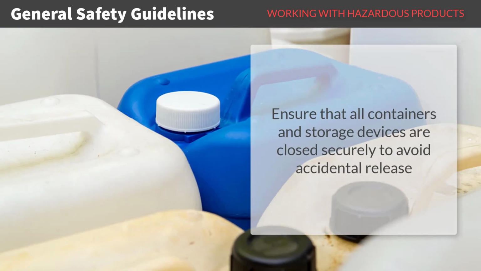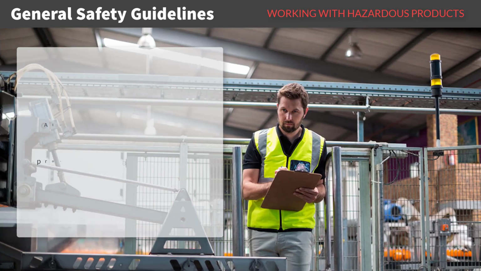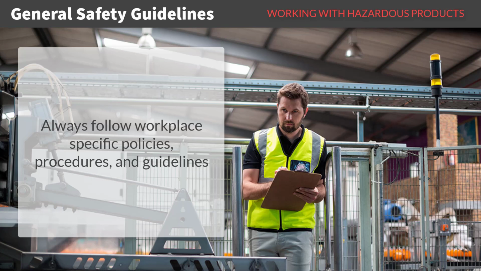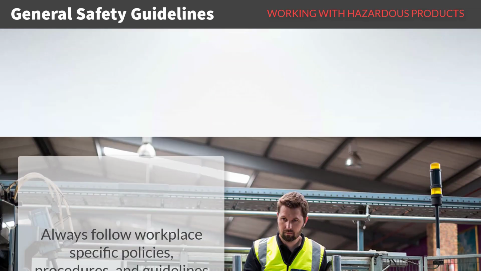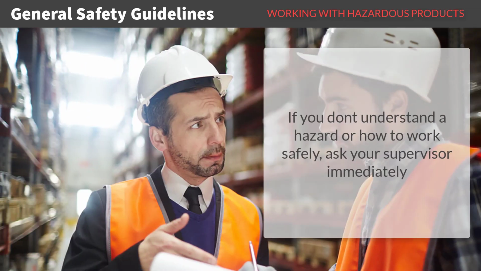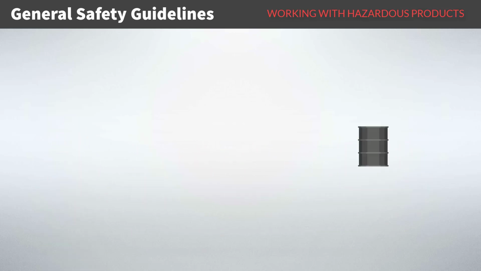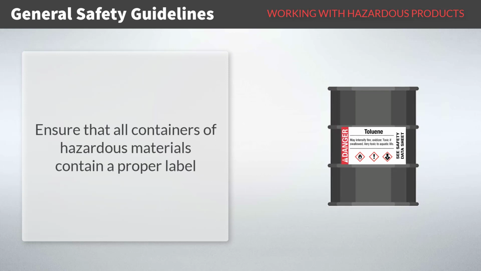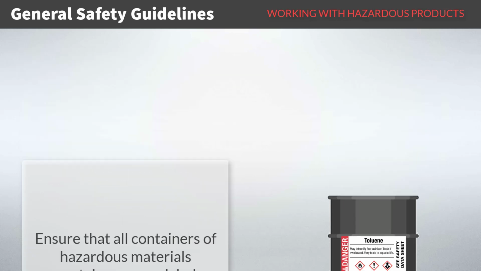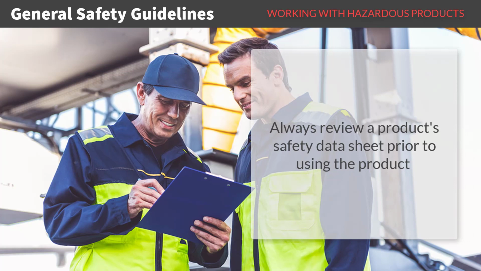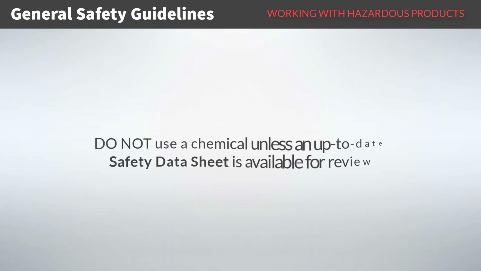Ensure that all containers and storage devices are closed securely to avoid accidental release. Always follow workplace-specific policies, procedures, and guidelines. If you don't understand a hazard or how to work safely, ask your supervisor immediately. Never take shortcuts. Ensure that all containers of hazardous materials contain a proper label. Always review a product's safety data sheet prior to using the product. Do not use a chemical unless an up-to-date safety data sheet is available for review.